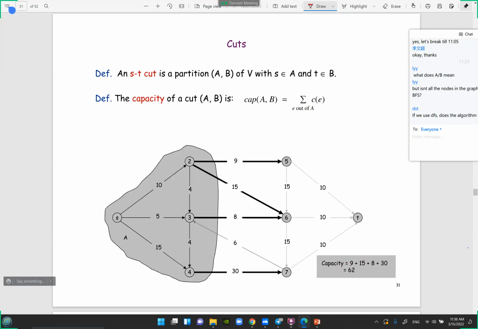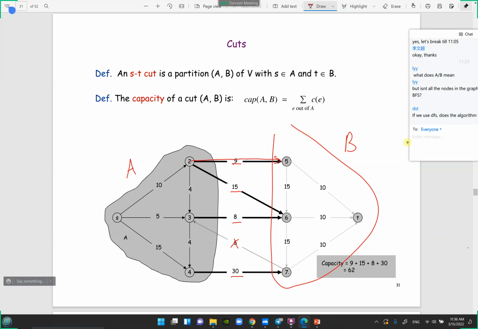Now you can look at some other cut. For example, you can set this thing over here to be A, and then you can set this stuff over here to be B. In this case, the edges going from A to B are this edge, this edge, this edge, and this edge. Notice that we don't include this edge over here because this goes from B to A. You see that the direction of this edge is going from B to A. We only want the edges which go from A to B.